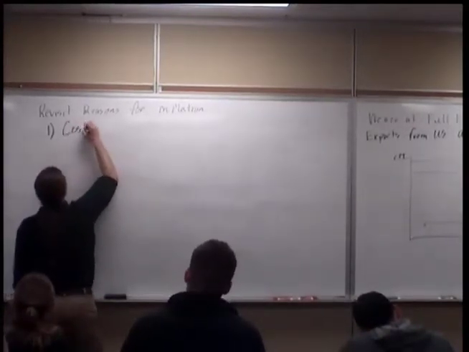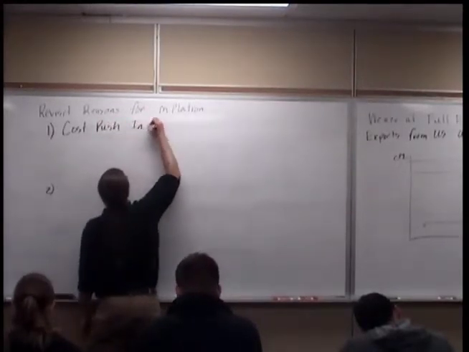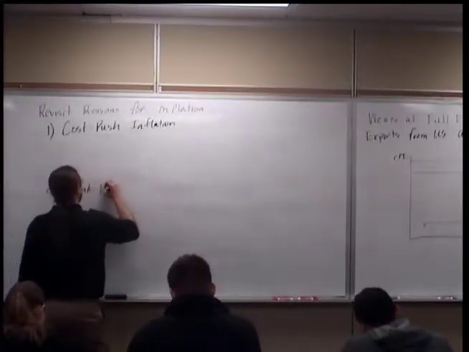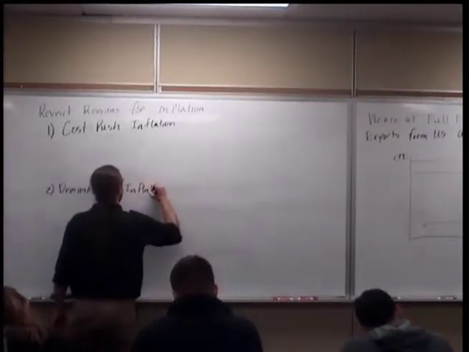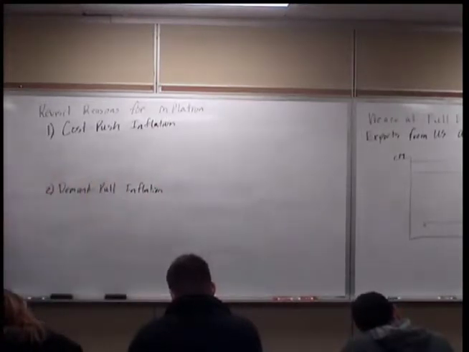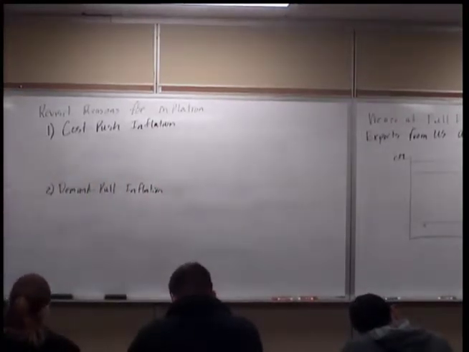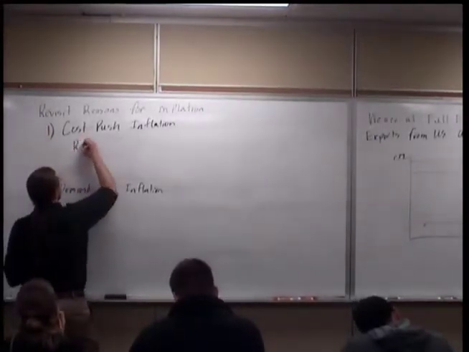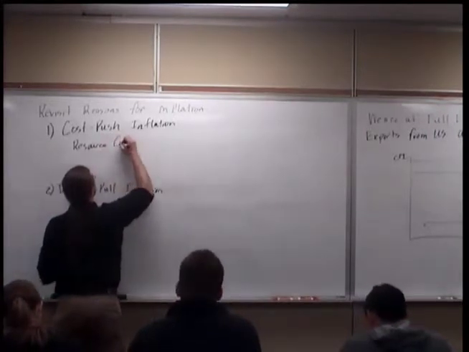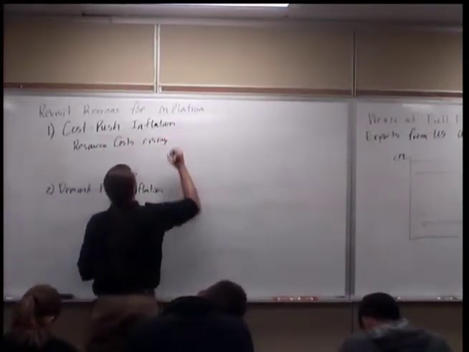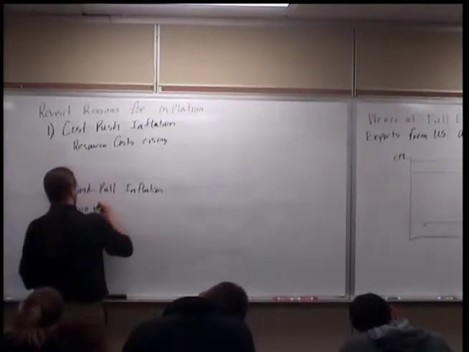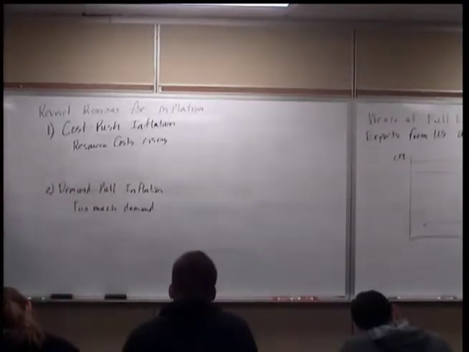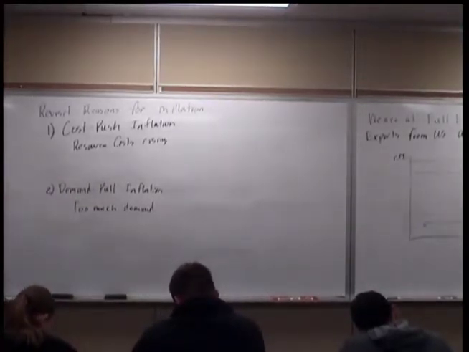Inflation. Cost push, right? Cost push inflation. And the demand pull inflation. So these are the two ways that we got inflation, right? It was either because of a cost push move or a demand pull, right? And this one was resource costs rising. And this one from too much demand, or too much money chasing too few goods, right? That's the colloquial way of saying too much demand.